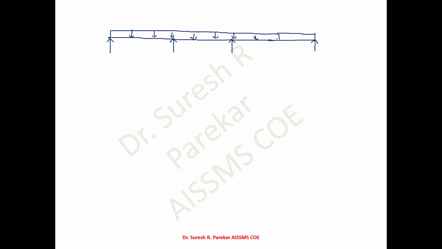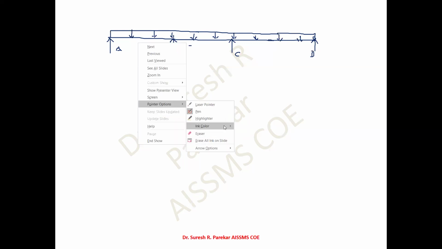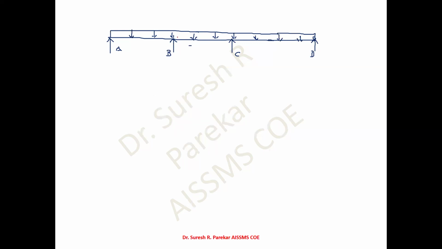Now if I have to go for support, so I will mention this A, B, C, D. Now they have mentioned that when I go for maximum bending moment, that is for support, then in that case I have to apply live load on the adjacent spans of the support. So the spans which are connected to the support, on these we have to apply live load. So this is live load, and then we have this also live load.